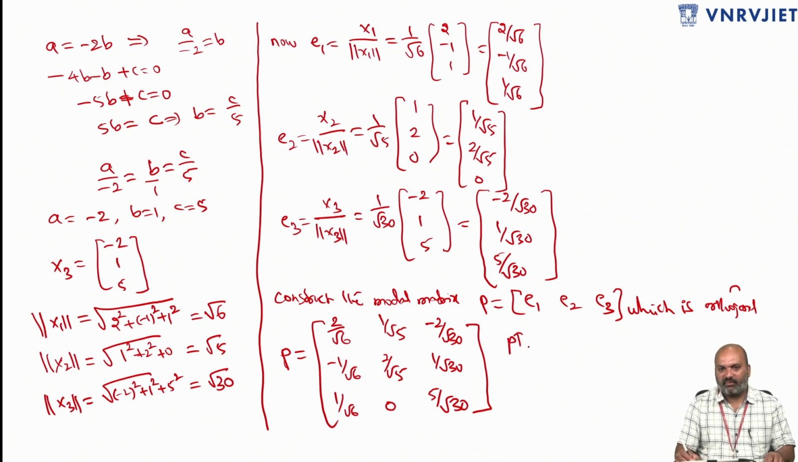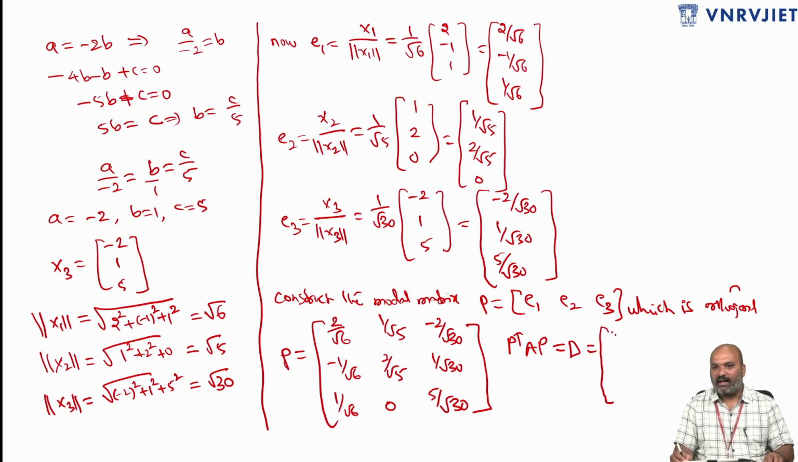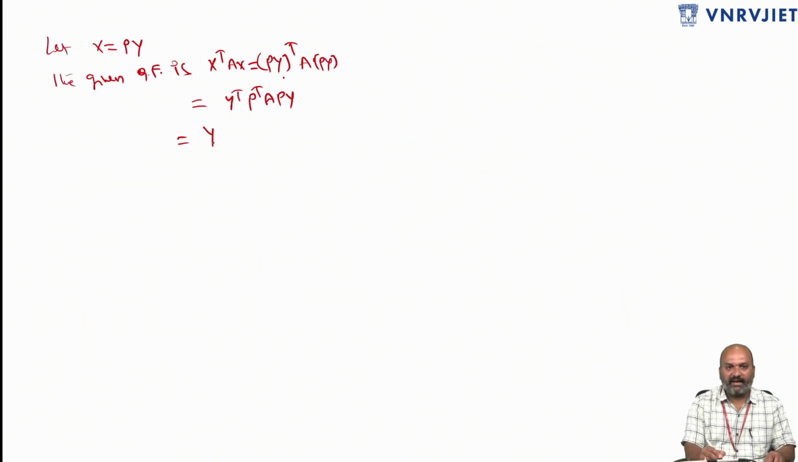As we know, according to the procedure, P transpose A into P, if you multiply these three matrices, the transpose of P, the matrix of the quadratic form, and the matrix P, you are going to get the diagonal matrix whose diagonal elements are the eigenvalues in the order in which you have taken the eigenvectors: 8, 0, 0, 0, 2, 0 and 0, 0, 2. So now here it is y transpose D y.